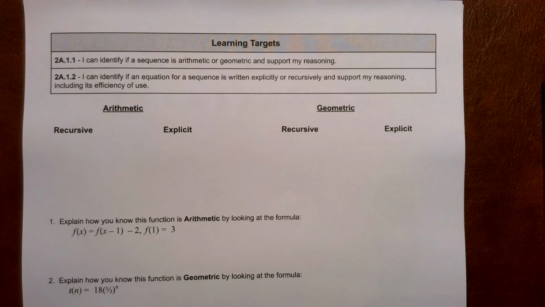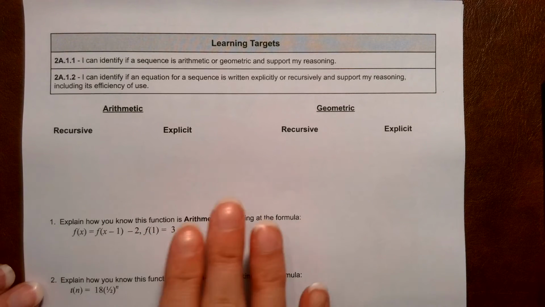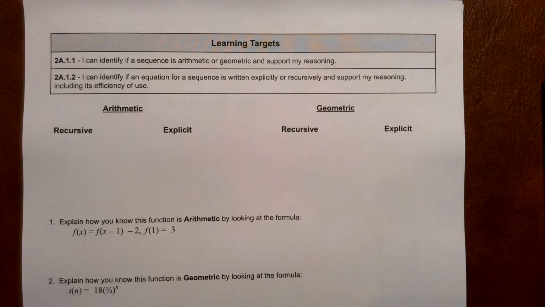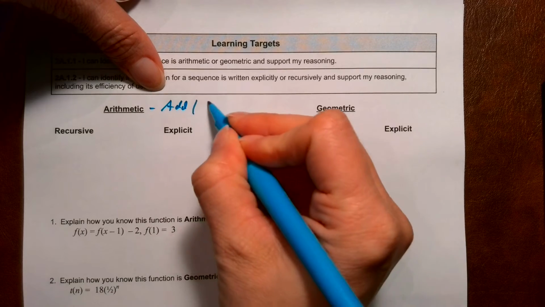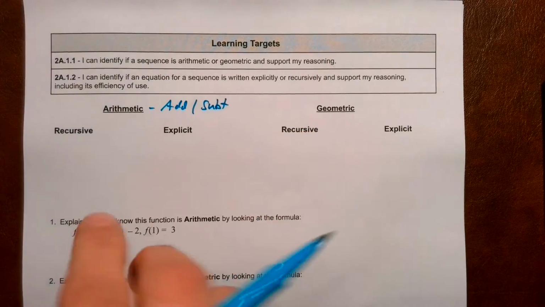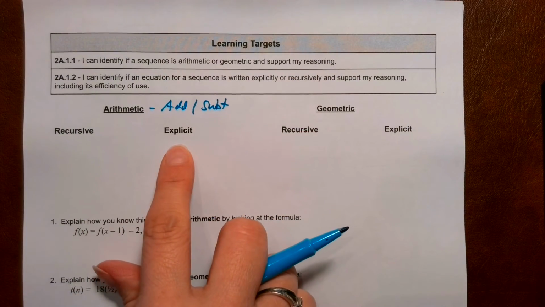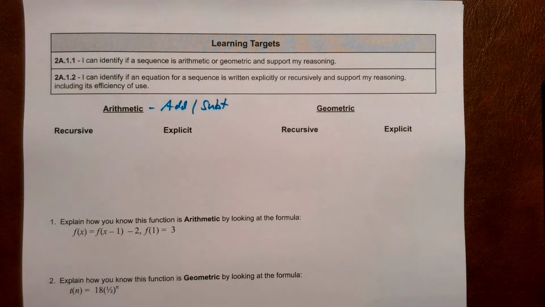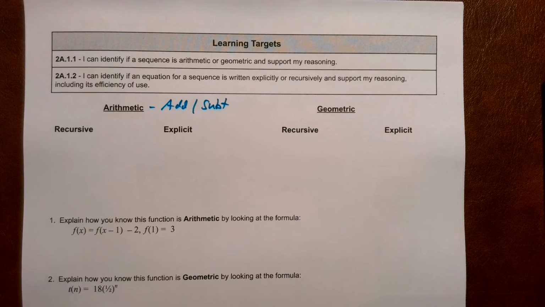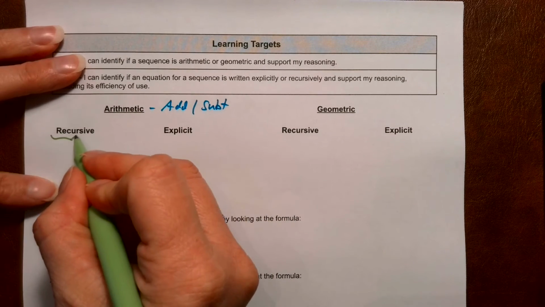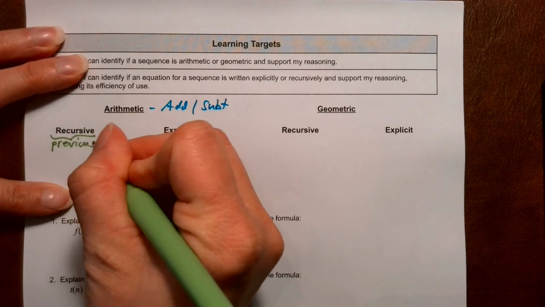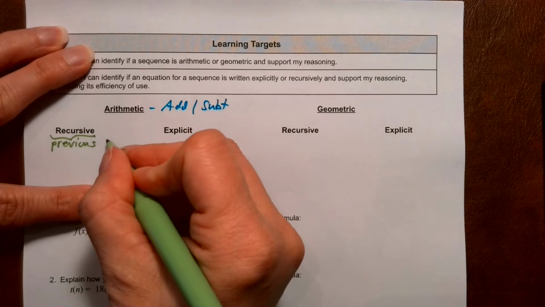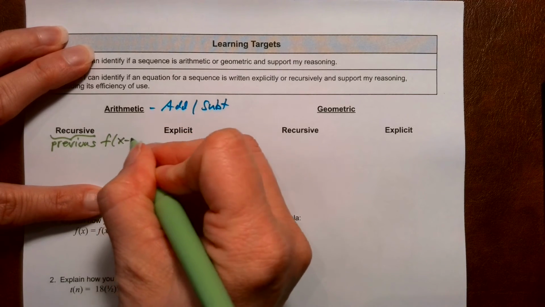Okay, let's go over the difference between all the types of equations that we learned. Arithmetic means that we're going to add or subtract. So no matter what type of equation we make, we need to have an adding and subtracting pattern. Whenever it says recursive, that uses the previous, and the previous is going to be represented with f of x minus 1.